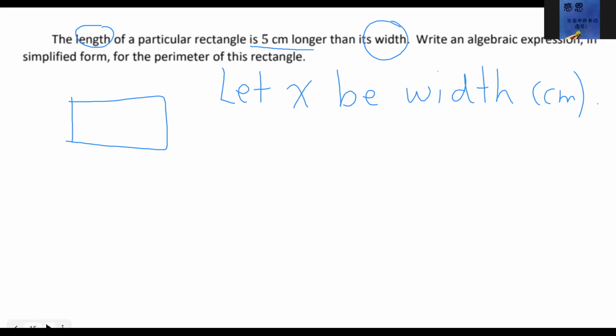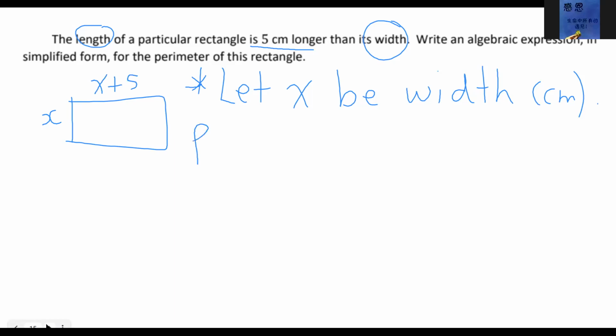Very nice, everyone. I'll do the solution. Because I'm using an x, once you start using a variable, you have to take the time and introduce your variable. You can say, let x be, or let x represent. I find the word represent way too long, so I just say, let x be the width, indicate your units, centimeters. The length is 5 centimeters longer than the width, so I can express the length as x plus 5.